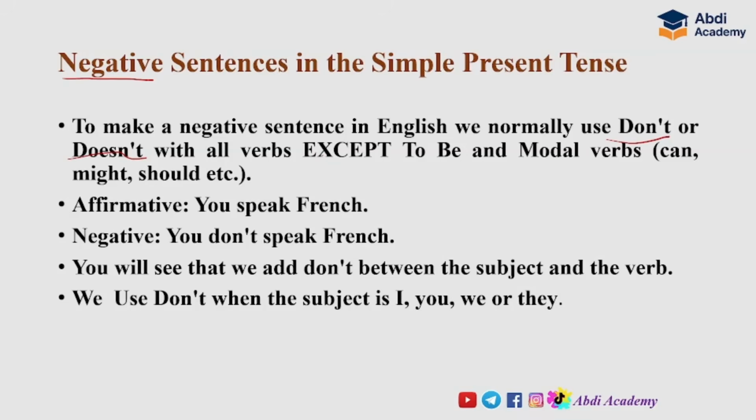If the subject of the sentence is singular, we need to use doesn't. If the subject of the sentence is plural, we need to use don't, which is normal. So we need to use don't and doesn't with all verbs except to be verbs and modal verbs.